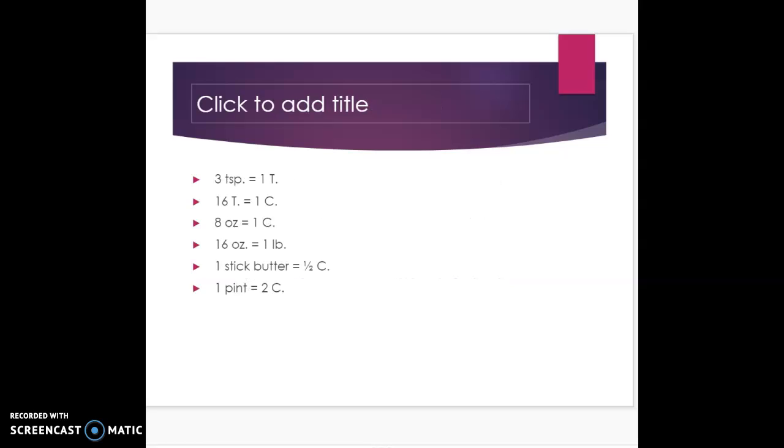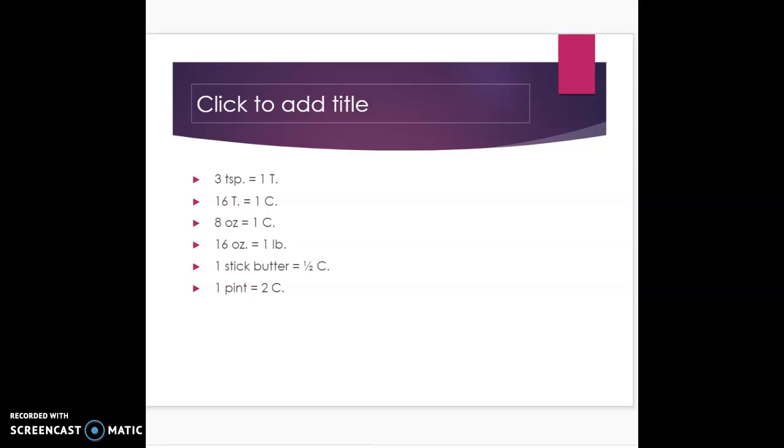Then at the bottom of your notes, we're going to go over some equivalencies that make life easier when you go to increase or decrease a recipe. If I memorize these, life's a little bit easier when I go to do that. There are 3 teaspoons in 1 tablespoon. There are 16 tablespoons in 1 cup. There are 8 ounces in 1 cup. There are 16 ounces in a pound. 1 stick of butter is half a cup. 1 pint is 2 cups.